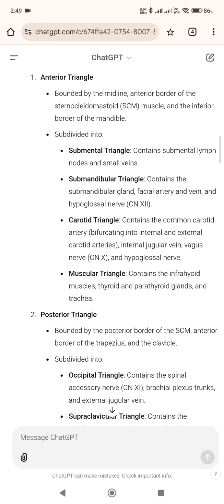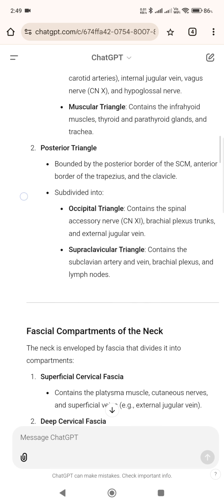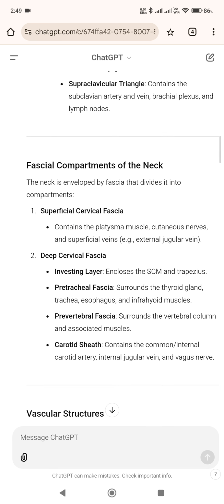2. Posterior triangle, bounded by the posterior border of the SCM, anterior border of the trapezius, and the clavicle. Subdivided into occipital triangle, contains the spinal accessory nerve, CN XI, brachial plexus trunks, and external jugular vein. Supraclavicular triangle, contains the subclavian artery and vein, brachial plexus, and lymph nodes.